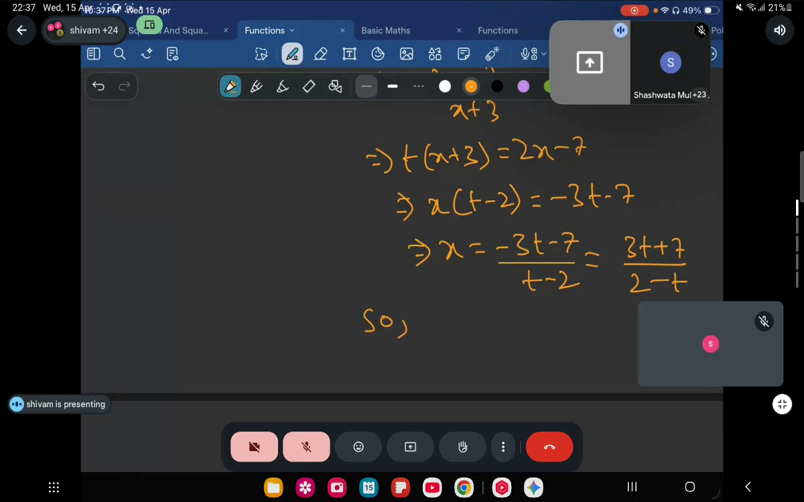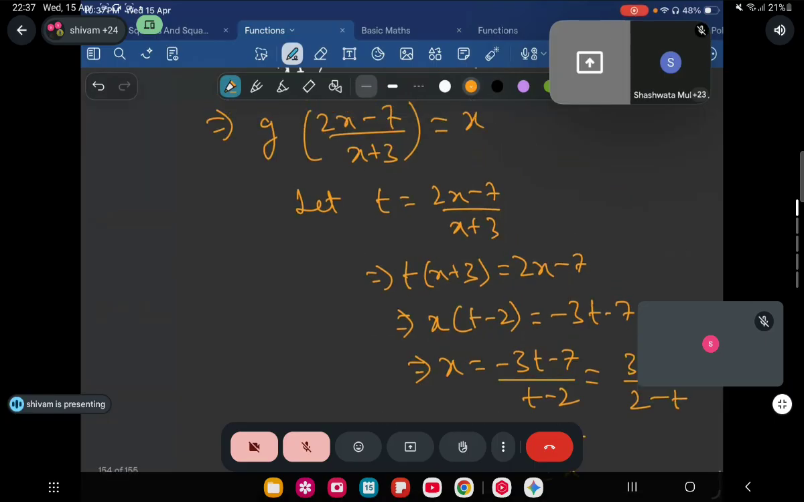So what is f of x? f of x, I mean g of x. g of x will be equal to 3x plus 7 upon 2 minus x. Is it clear? Tell me, Shashwatu. Shashwatu, is it clear? Sir, can you explain again?